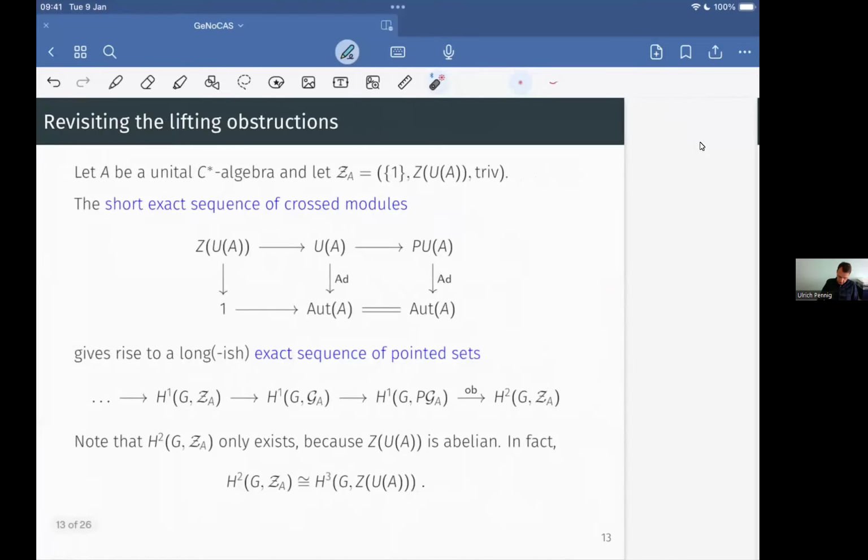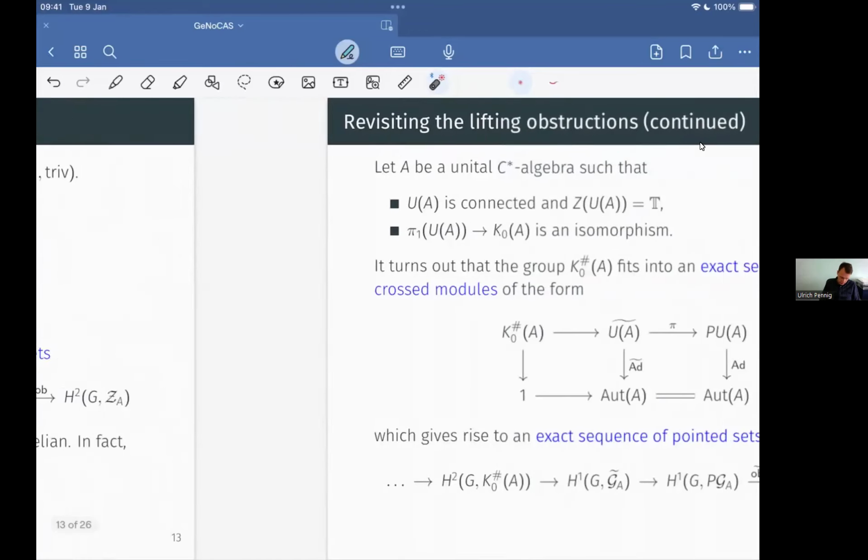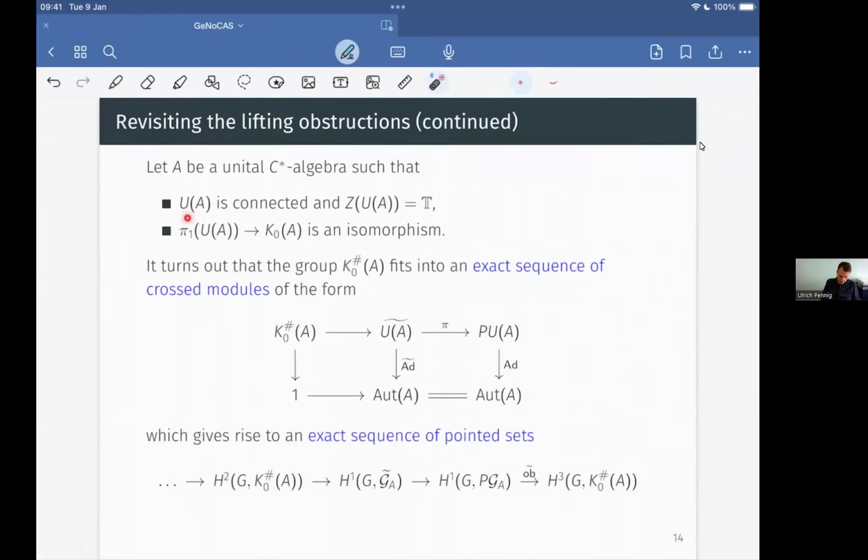Then there was this other lifting obstruction by Izumi. Can you see that as well? So if you have a unital C-star algebra and UA is connected, you make all the assumptions as before. You look at this extension group. That also is an abelian group, so it fits into this crossed module here. And it turns out that if you take the universal cover of the unitary group and go from there all the way down to the projective unitary group, then the kernel of this is actually this group K0 hash, because again of this.